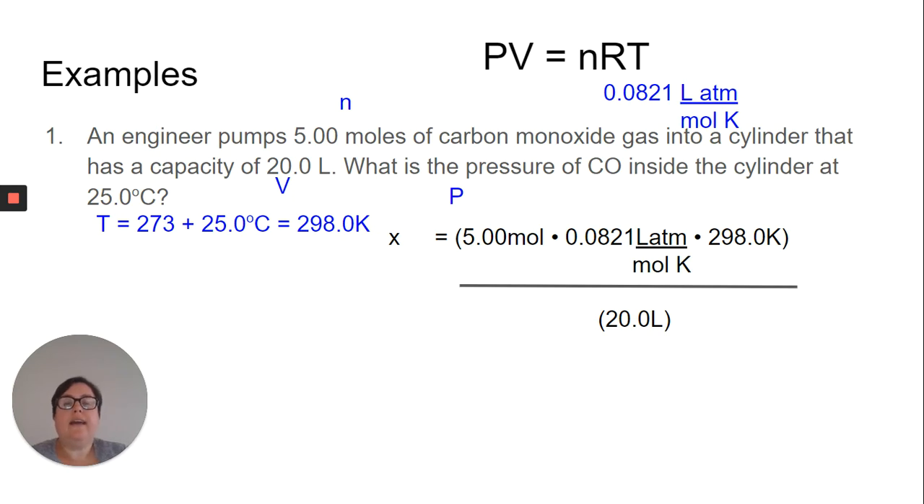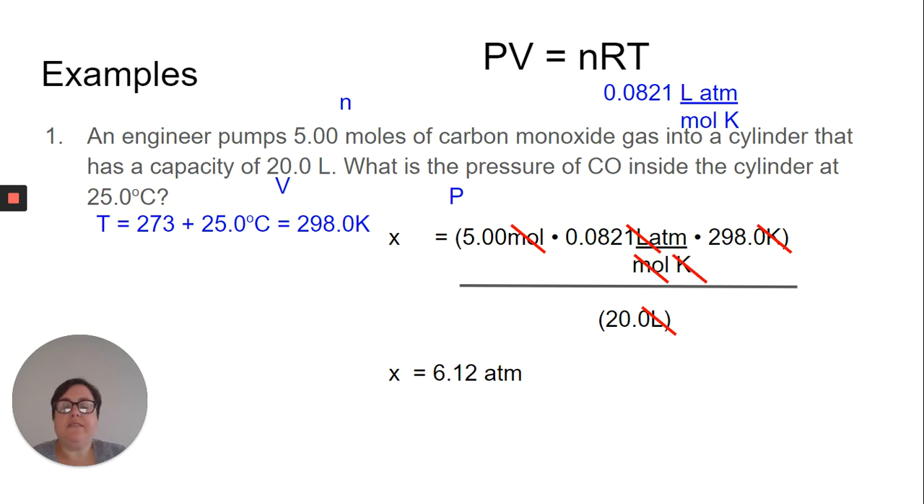Now when I do that, I can look at my units. Mole and mole will cancel because one is on top, one is on bottom. Liters will cancel because one on top, one on bottom. And Kelvin cancels because we have one on top and one on bottom. So that leaves us with ATM. So when I plug this into my calculator, my answer will be in ATM. So we get 6.12 ATM.